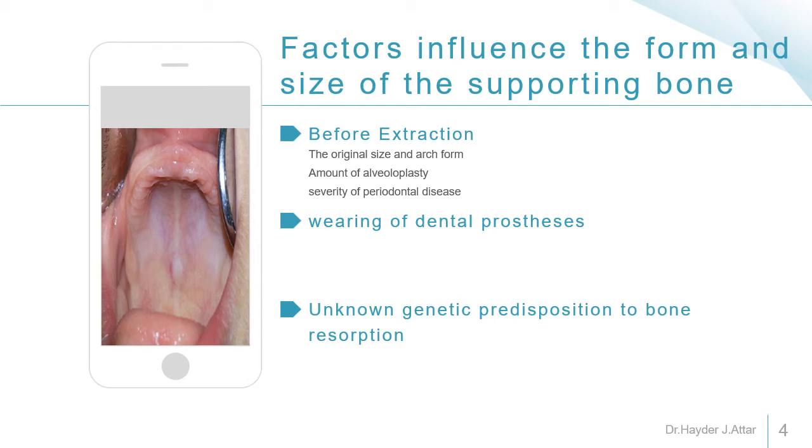The other factor that influences the size of the supporting bone is the wearing of the dental prosthesis, whether there is a previous dental prosthesis worn by the patient or the force applied by the new prosthesis that may affect the supporting structure and cause more bone resorption. In addition, there are unknown genetic predisposing factors that cause more bone resorption.